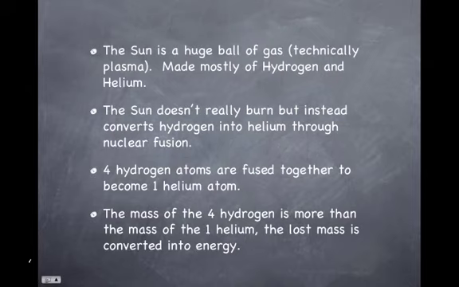The sun doesn't really burn, but instead there's a conversion of hydrogen to helium through nuclear fusion. So we take four hydrogen atoms, and because they're moving around really, really fast, they get really, really excited, and they get pounded together into one atom. They form a single helium atom. And in this process, we lose mass. The mass of the four hydrogen is more than the mass of the one helium, and the lost mass is converted into energy.